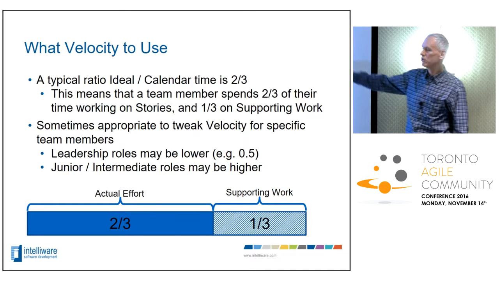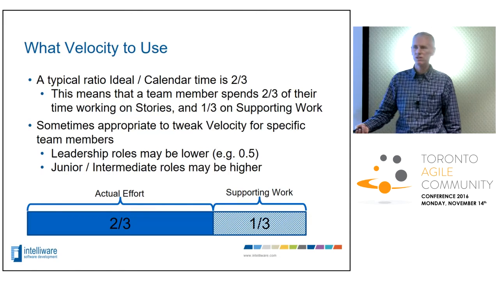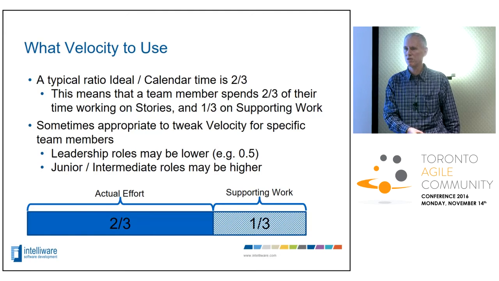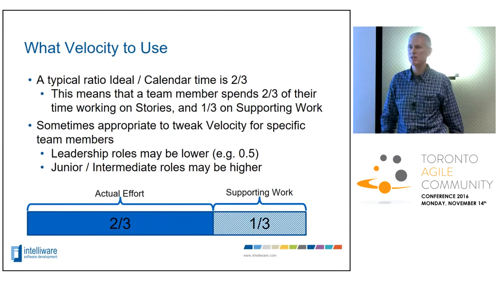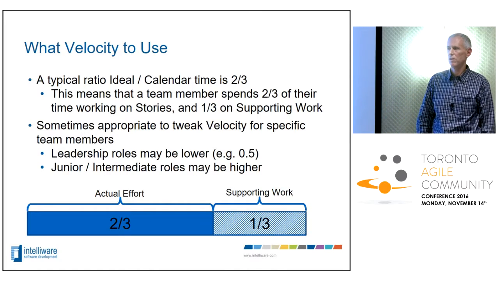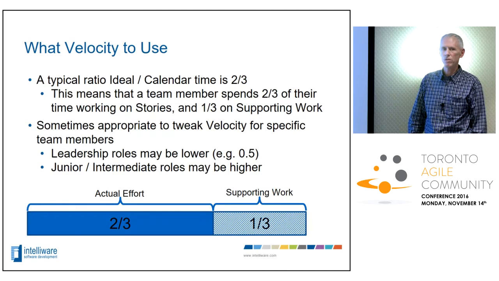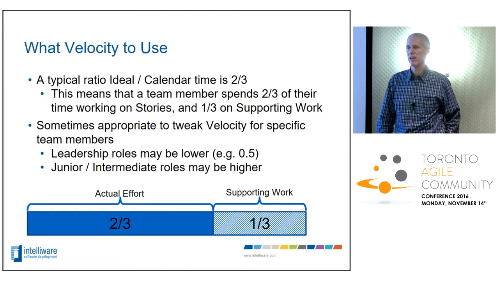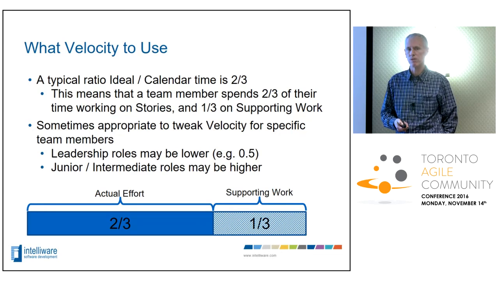And sometimes you can tweak the numbers a little bit. Some leadership roles like team leads, senior architect types, senior developers who've been with companies for a long time, may have legacy projects they need to worry about on the side. So their velocity may not be as high. Sometimes a lower number, like 50%, works for them. Sometimes you've got junior or intermediate roles who don't have the distraction the other guys have, and you may be able to go slightly higher. But I don't usually recommend going too far off the 2/3 number for a team average.